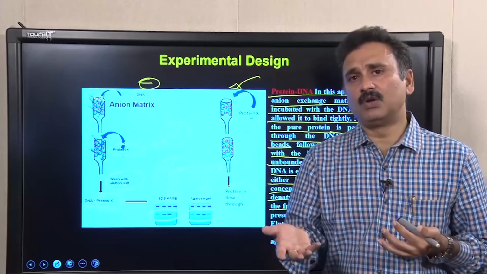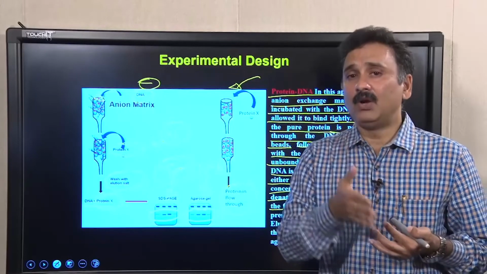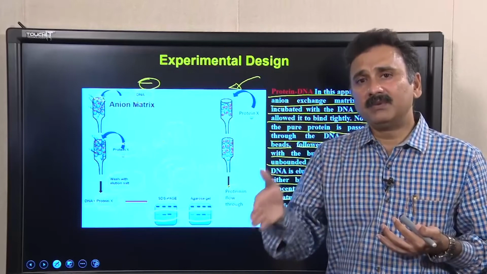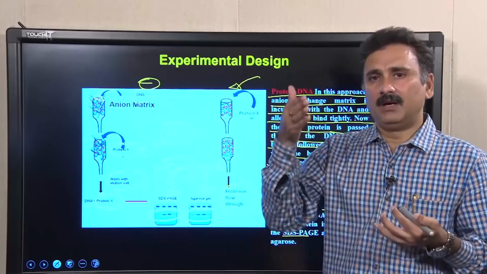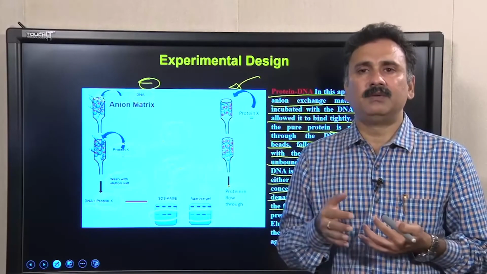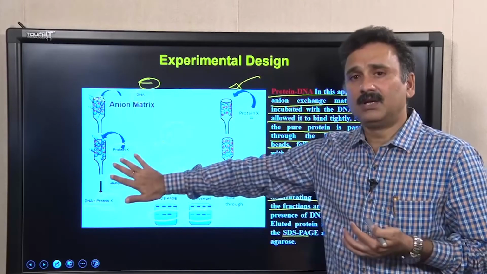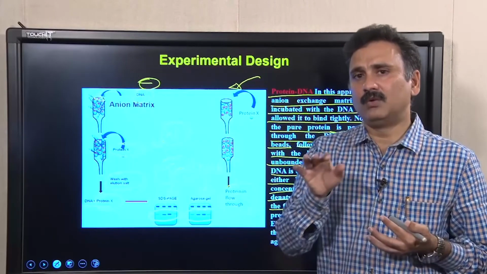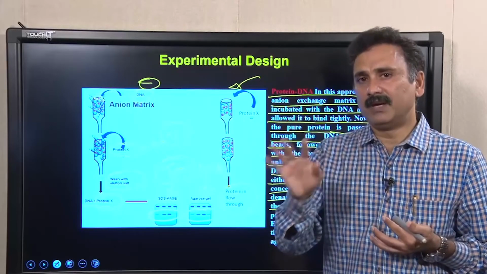So, those proteins are also going to bind, but they will not show you a pattern, because their binding is going to be non-specific. They will bind to every region of the DNA, whereas the transcription factor is going to have a specific affinity, and it is only going to bind to the particular DNA.